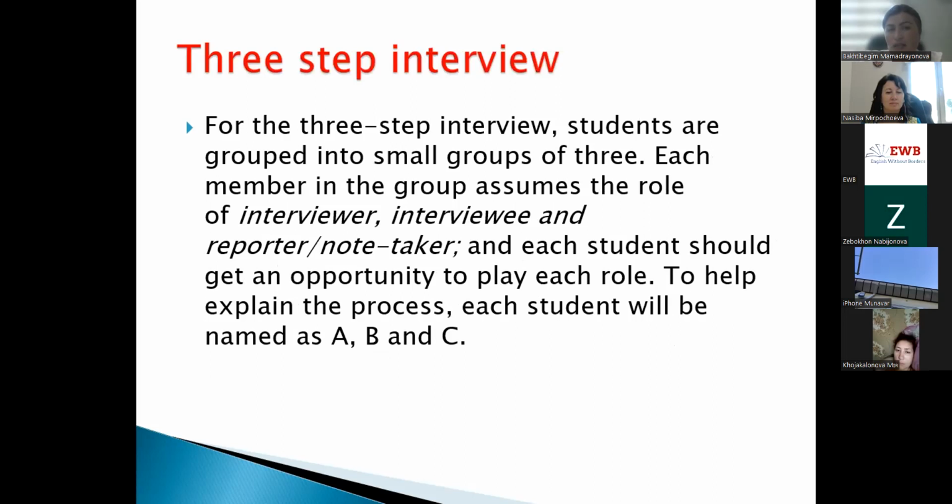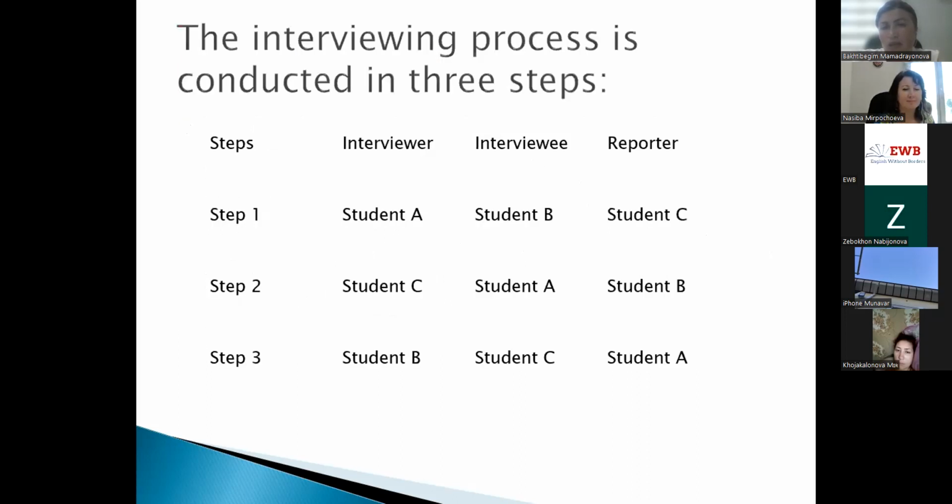So the next is the 3-step interview. This is also a very good one. For the 3-step interview, students are grouped into small groups of 3. Each member in the group assumes the role of interviewer, interviewee, and reporter, meaning note taker. And each student should get an opportunity to play each role. To help explain the process, each student will be named A, B, and C. You divide the class into 3 groups, and those who are A's are interviewers, B's are interviewees, and C's are reporters. Here I have the chart.